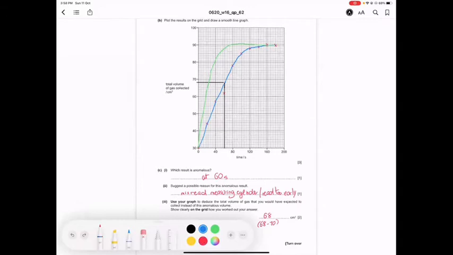Suggest a possible reason for this anomalous result. Why is this result anomalous? He misread the measuring cylinder, an error in reading the measuring cylinder, or he read too early. He took the reading too early because it seems the volume collected at this timing should have been higher. So he might have read the volume too early, okay? Just think of a simple error that he might have made during the experiment.